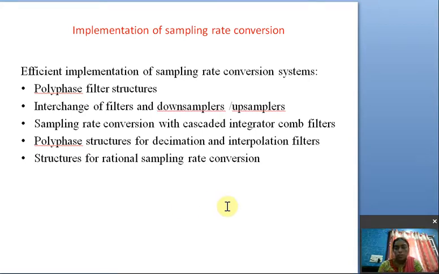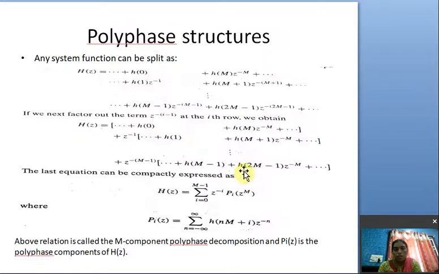So in this video I am going to explain implementation of sampling rate conversion. Efficient implementation of sampling rate conversion systems are nothing but polyphase filter structures, interchange of filters and downsamplers, upsamplers, sampling rate conversion with cascaded integrated comb filter, polyphase structure for decimation and interpolation filters, structures for rational sampling rate conversion. So here coming to the first one, polyphase filter structures.